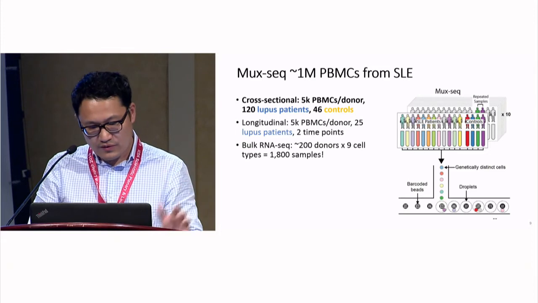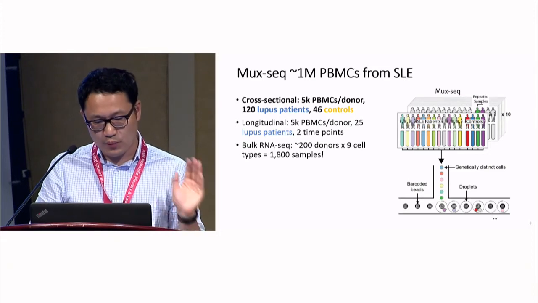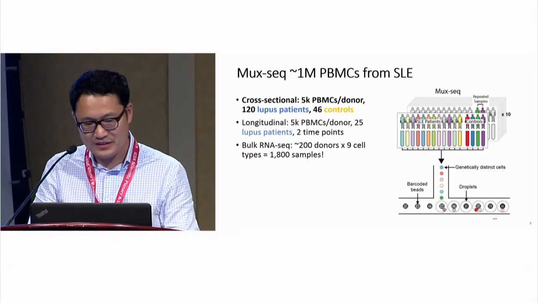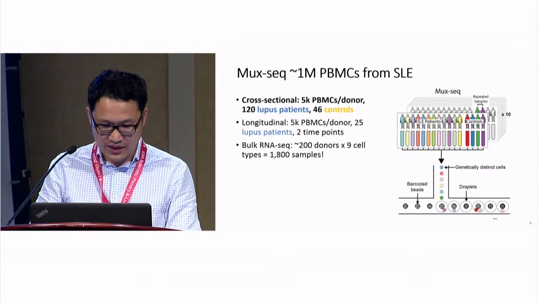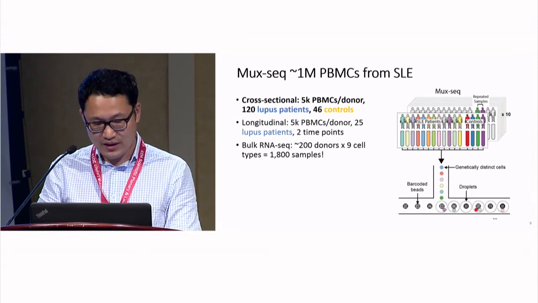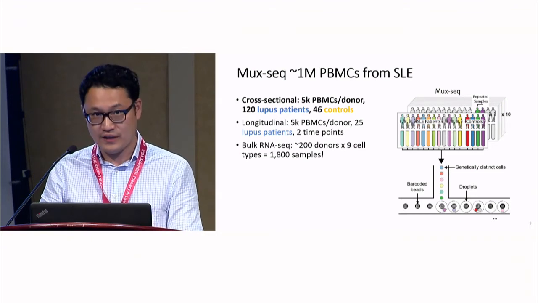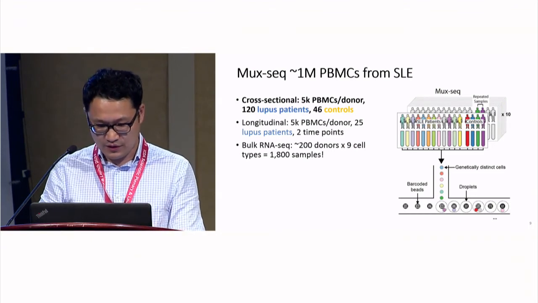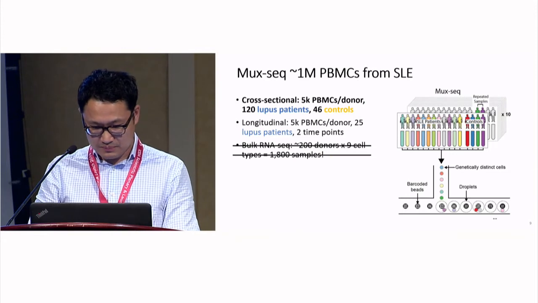And just as a point of reference, if we actually wanted to do this for bulk RNA sequencing, let's say that there are roughly 9 cell types in circulating blood, and we got about 200 donors, it would be 1,800 samples. And it's actually not cost effective compared to multiplexing single-cell RNA sequencing. And so we're not going to do that.